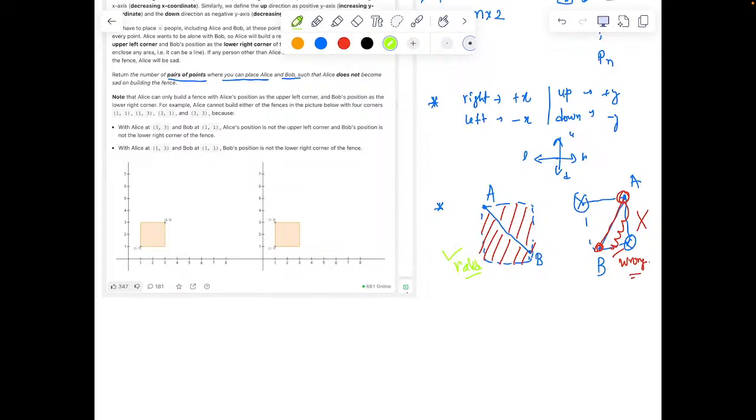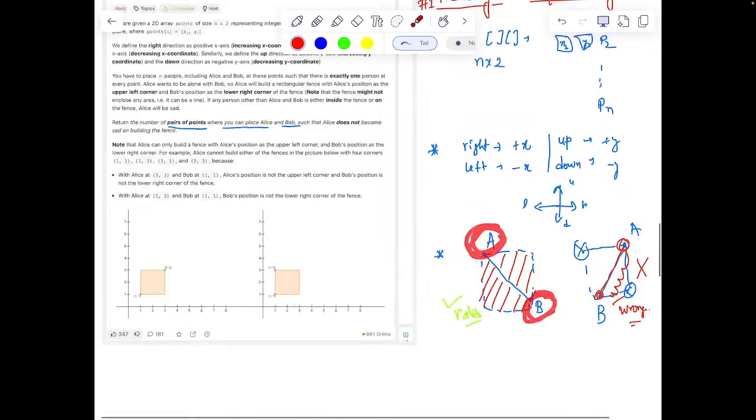Note that Alice can build a fence with Alice position as upper left corner only. Yeah, that's what they have specified, which makes sense. Alice position should be upper left, then only Alice can build the fence, and Bob position as the lower right corner. So Bob should be here, Alice should be here. That's what they have clearly specified.